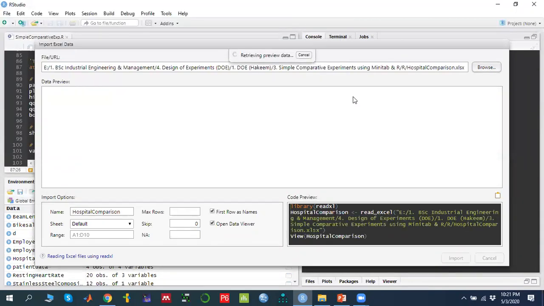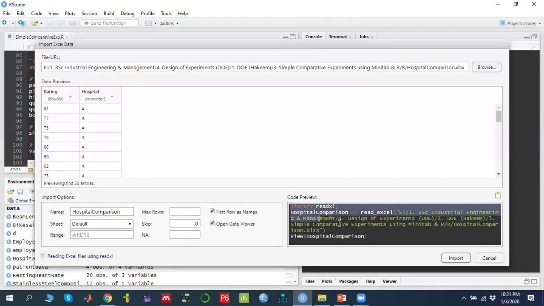Okay, so when you import the data, you will see R will automatically run the commands that call the library for reading the Excel file, as well as loading that library, or you can say the package, then saving the entire data set in a variable called hospital comparison. Whatever the file name, R will make a variable of the same name, and all the data will be stored in that variable.